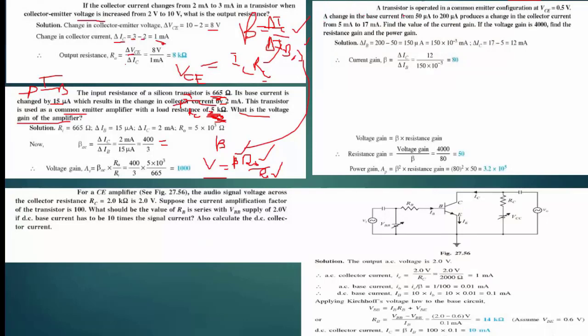We have a transistor which is operated in common emitter configuration where the collector emitter voltage is 0.5. Okay, so kama tuna circuit yetu kama hii ndio transistor common emitter, ni vizuri ukasketch na kusaidia kwenye kusolve. So voltage across the collector emitter is 0.5 volts, voltage across the whole transistor. A change in the base current from 50 to 200 produces a change in collector current from 5 to 17.